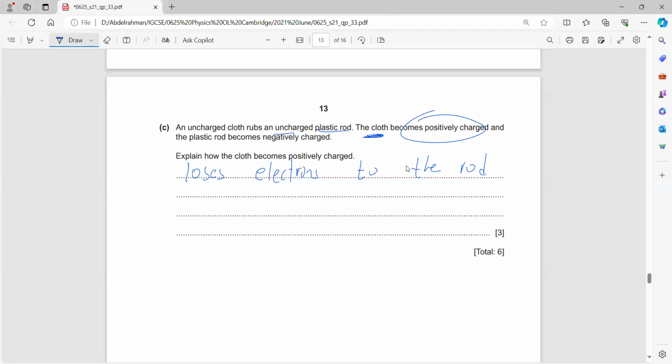Here, the cloth loses electrons. By the way, this is worth 3 marks. Why? I said that the electrons are the things that move. Then that the cloth loses, this is another mark. And the cloth loses where? To the rod. These are 3 marks. So cloth loses electrons to the rod is worth 3 marks.